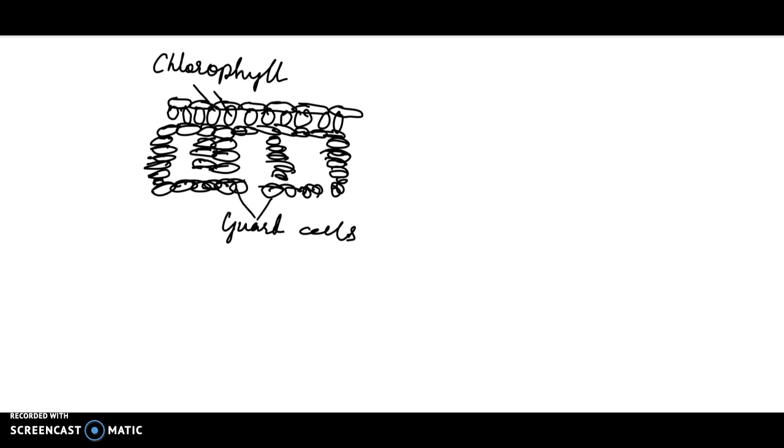Then comes the stomata. This is the stomata. Even this is the stomata. Any opening is a stomata, and the two cells side by side to it are the guard cells. Understand that?